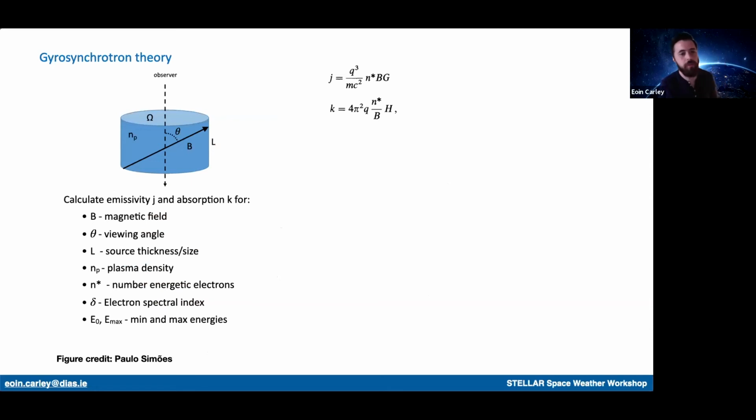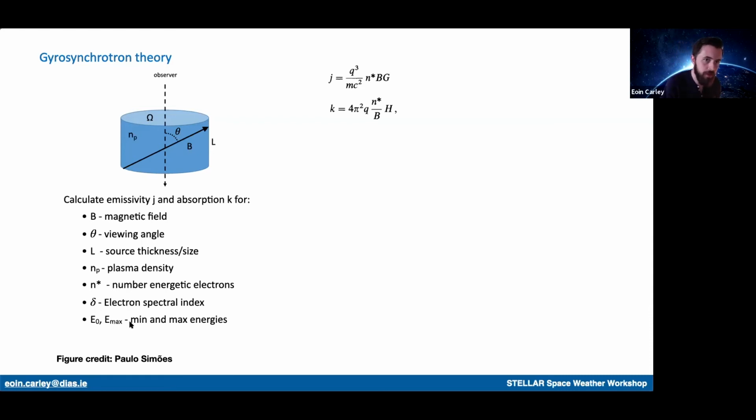Okay, a bit of gyrosynchrotron theory and what it depends on. It's a bit involved and complicated, but I'll just describe the simple elements of how it's done here. Usually we have some source with a B field running through it. We observe at an angle theta with respect to the B field. The source has a size of omega and usually a depth L. We have a plasma density n_p. We usually have an energetic electron number density, and then an electron spectral index and max and min energies of those energetic electrons.